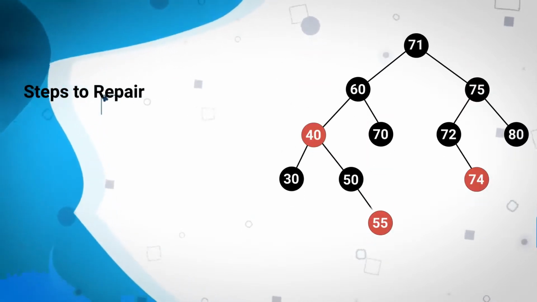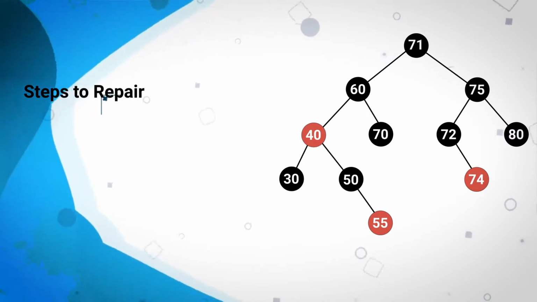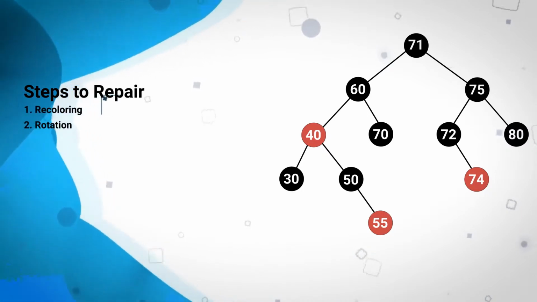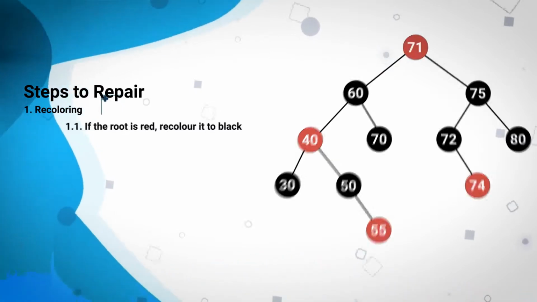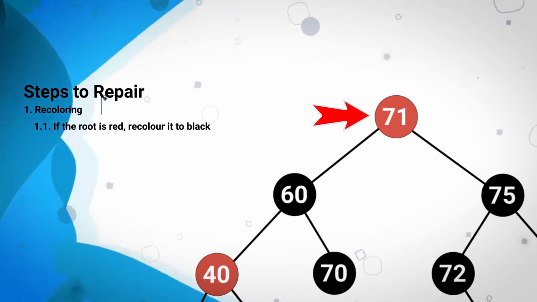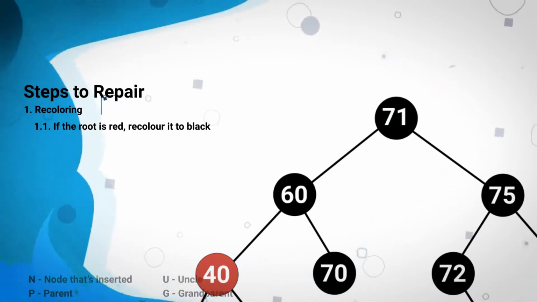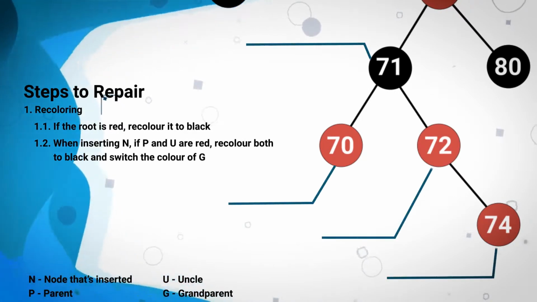Now when we perform operations like insertion and deletion, these properties get violated every now and then. In those cases, we have to repair the tree. The steps to repair a red-black tree are divided into two parts: recoloring and rotation. First, as we discussed earlier, at any point, if we see the root node is red, we can simply repaint it to black.